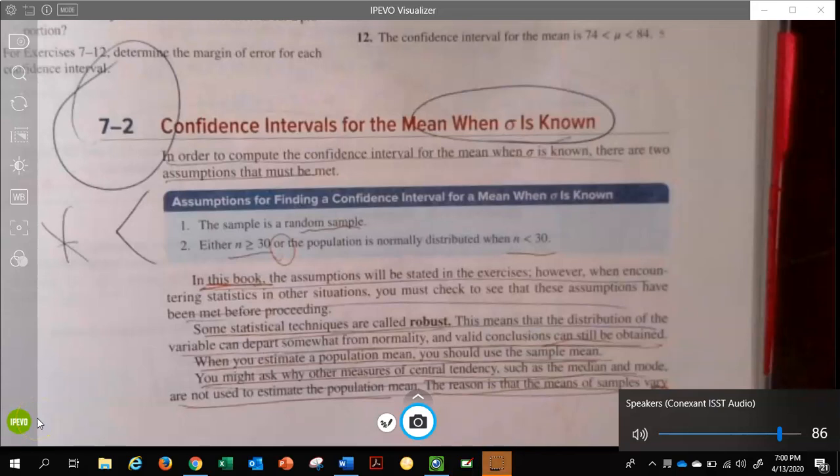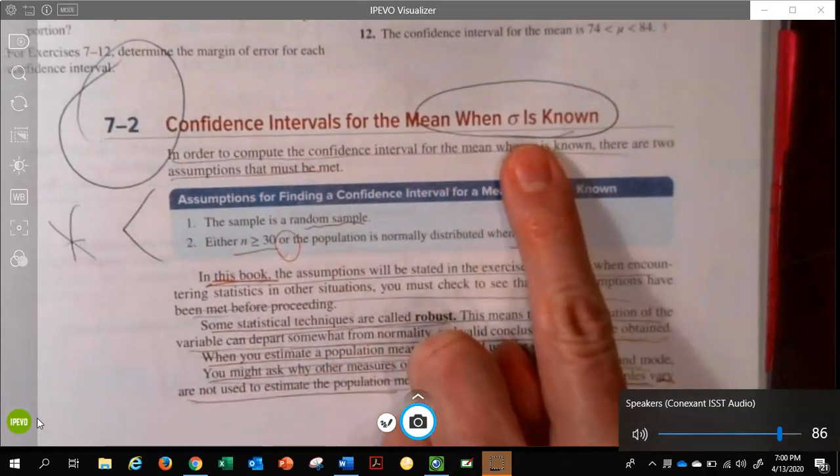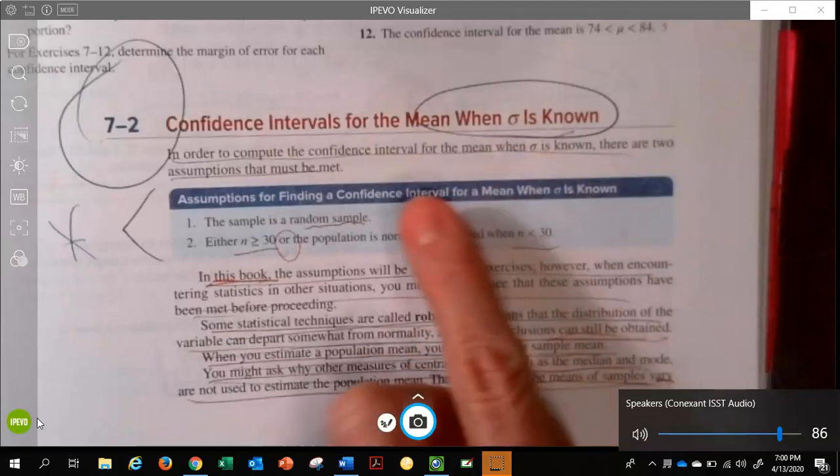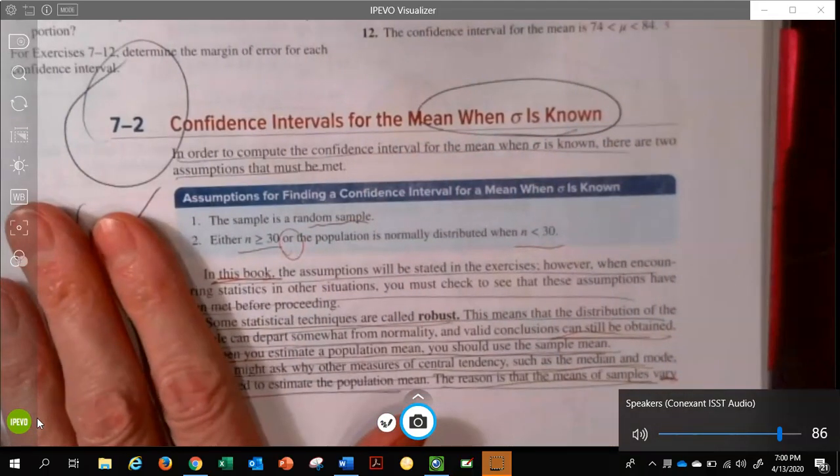So now we're going to look at 7.2, confidence intervals for the mean when sigma is known. In 7.3, we're going to do it when sigma is not known. So here we are at 7.2.